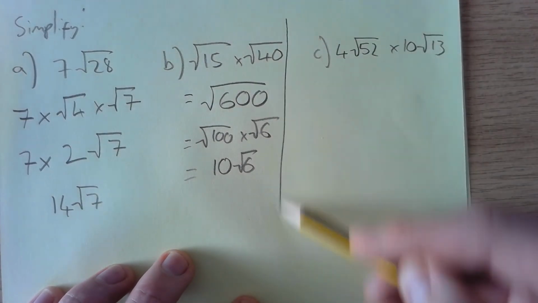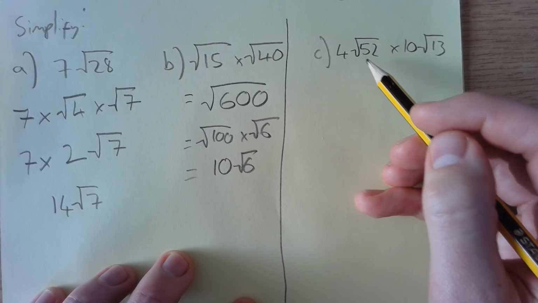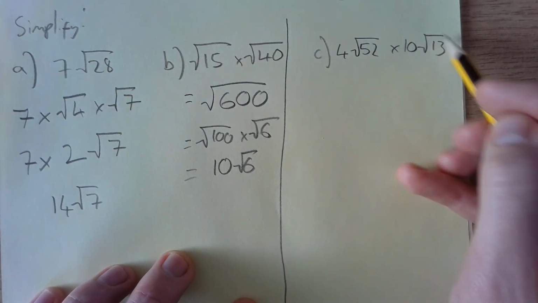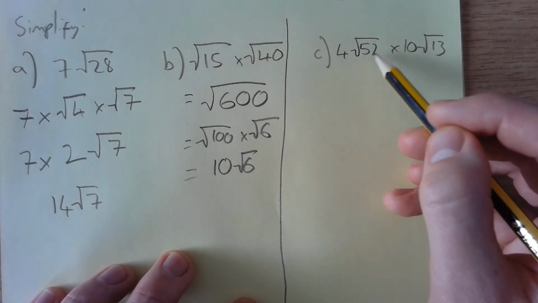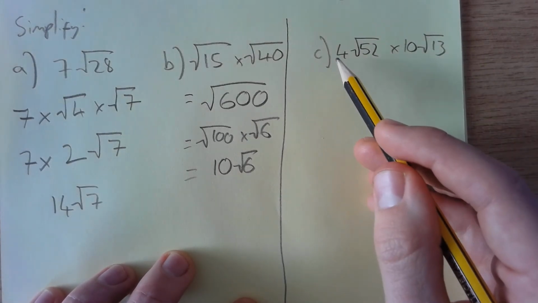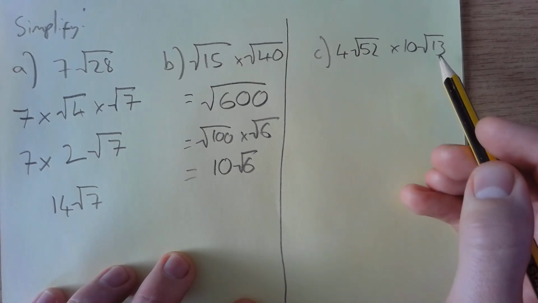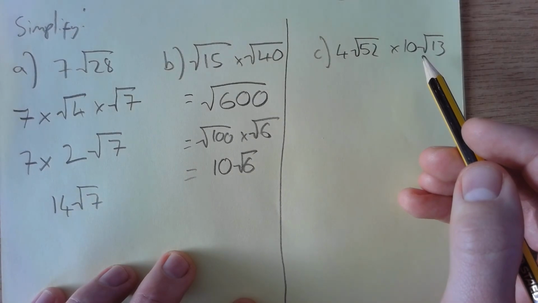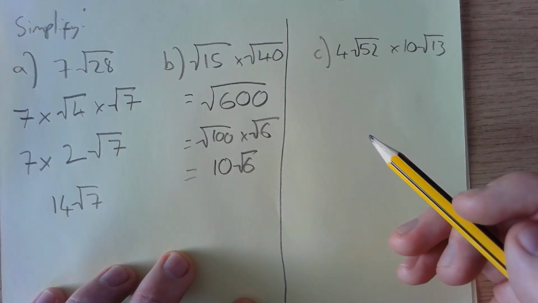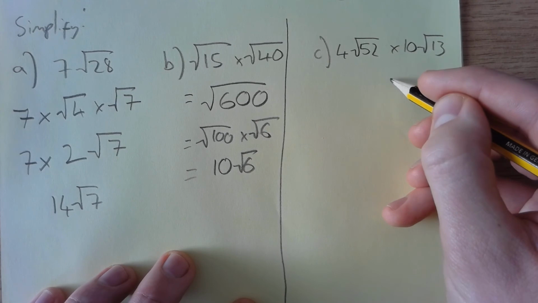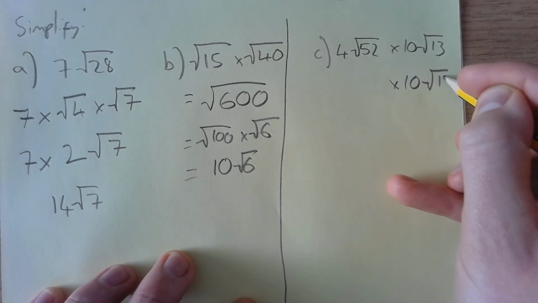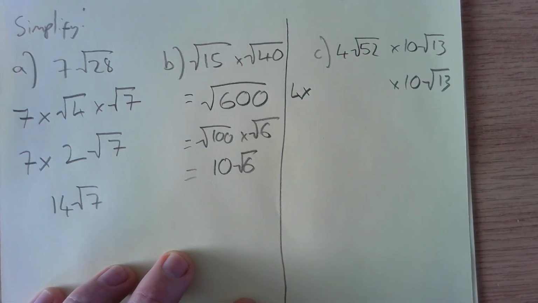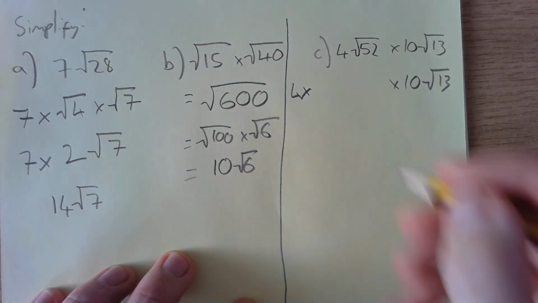Just draw a line down here so I can keep my work nice and separate. Okay, so in this one, root 52 I can already simplify. I can't simplify root 13, but I can simplify root 52. Now I could plough on and do 40 and then work out 52 times 13 and so on, but actually my life's going to be much easier if I do the root 52 first. So I'm going to leave my 10 root 13 here, leave my 4 here, and concentrate on my root 52, because 52 has a factor of 4, which is obviously square.